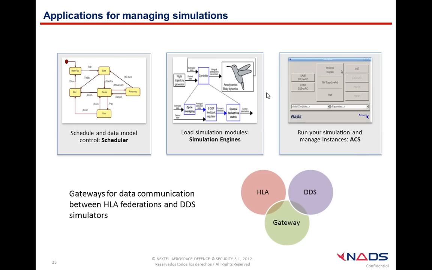Finally, we have the gateways, that are the data bridges for communicating between HLA vendors, HLA federations, and DDS simulators. These gateways can be between HLA and HLA, for example, between HLA of Pitch and MAK, HLA and DDS, and in the third case, with this. So we will have this with HLA, this with DDS, etc.